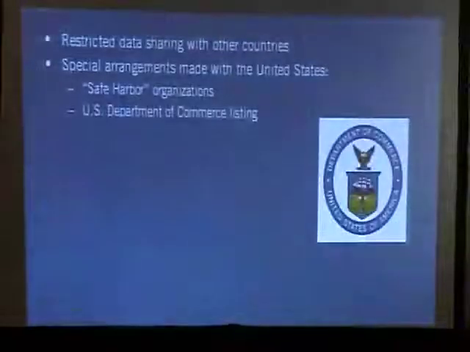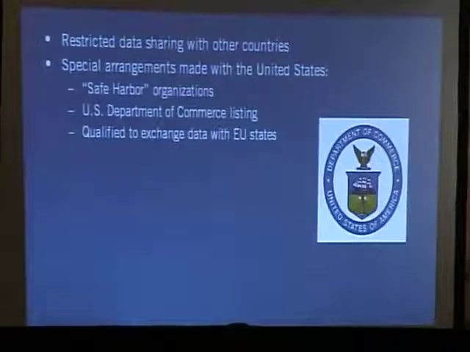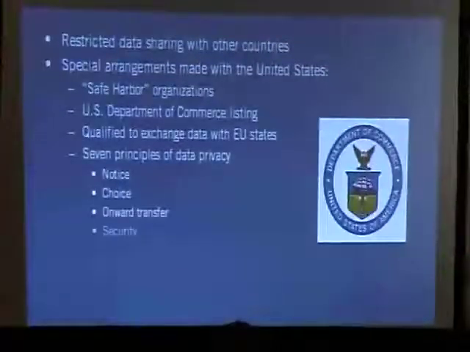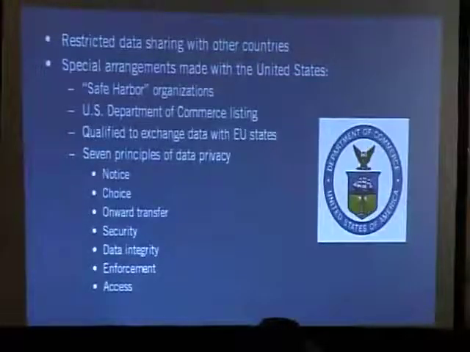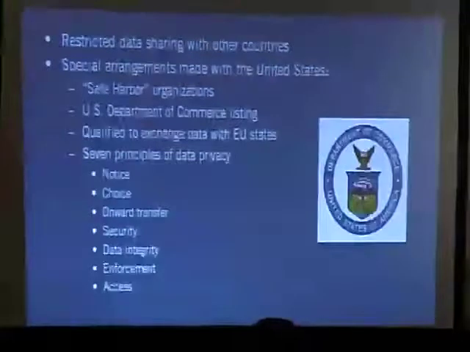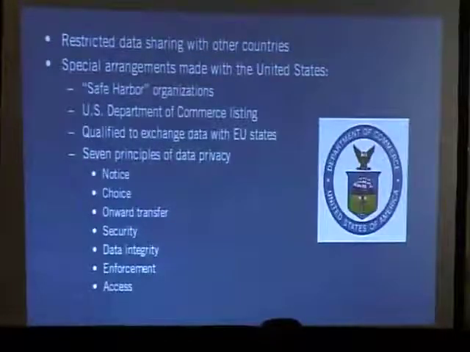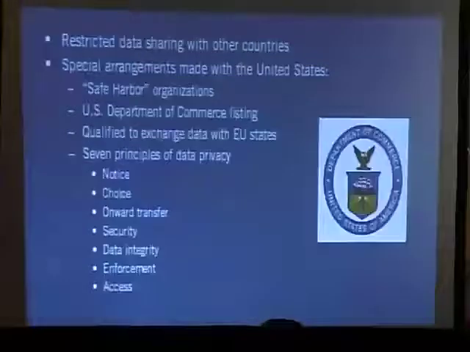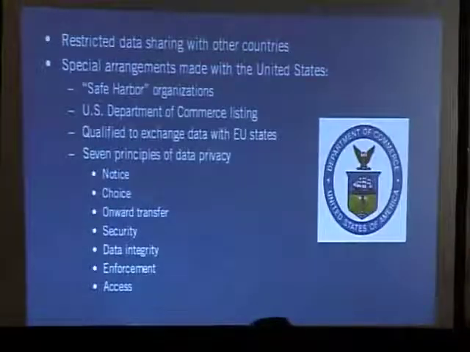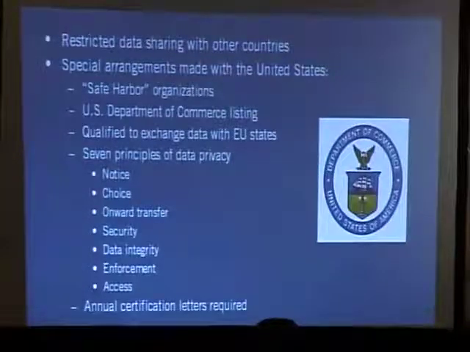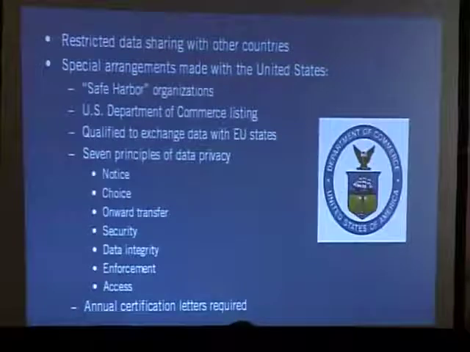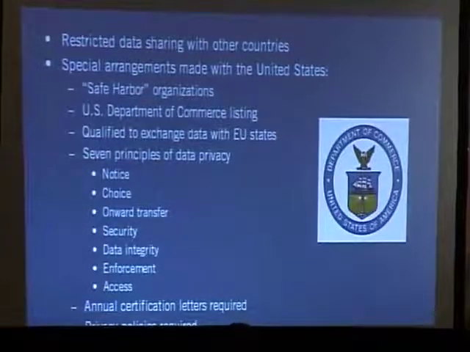The U.S. Department of Commerce lists these, and there are 7 principles of this security that they have to adhere to: notice, choice, onward transfer, security, integrity, enforcement, and access. Each of these outlines a few requirements about how companies can use data, how it needs to be stored, how it should be transmitted, and how access should be granted and denied to it. There are certification letters required. On an annual basis, companies have to renew their certification, and they have to publish fairly detailed privacy policies, stating that they adhere to these rules.